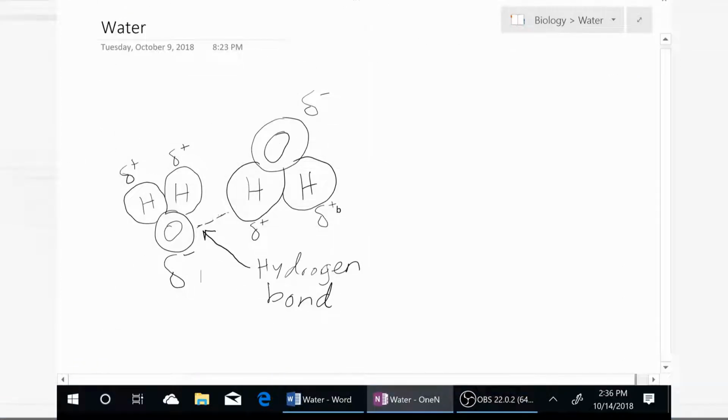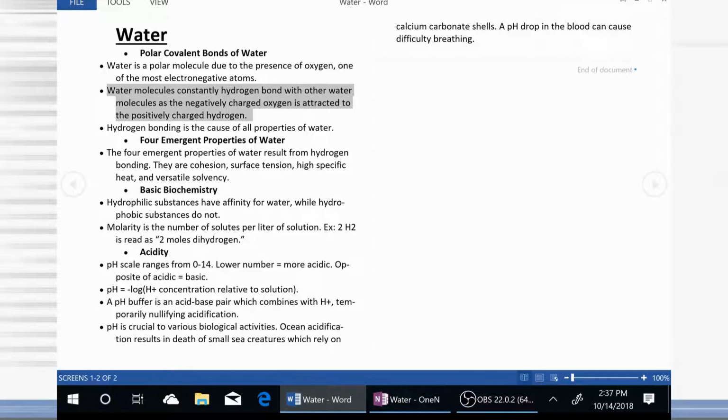So as you can see right here, we have a hydrogen bond between the oxygen and this hydrogen in these two separate water molecules. And you can see this little thing that looks kind of like an 8 right here. This is the Greek letter delta, and the delta plus indicates a partial positive charge on the side of the hydrogen, and the delta negative represents this slight negative charge on the side of the oxygen.